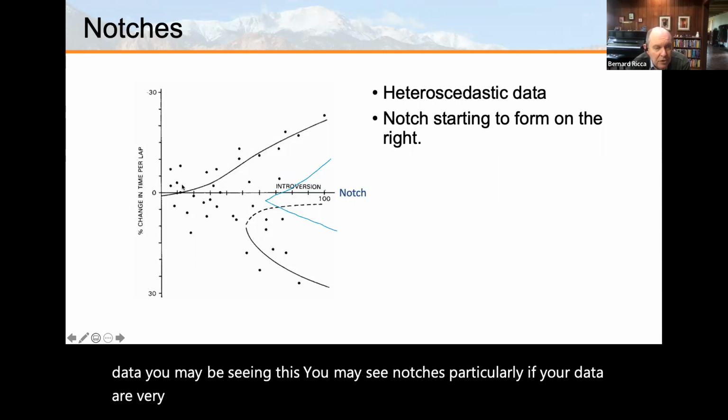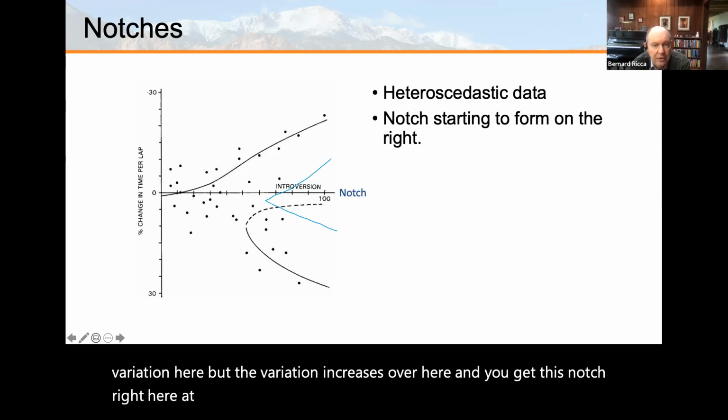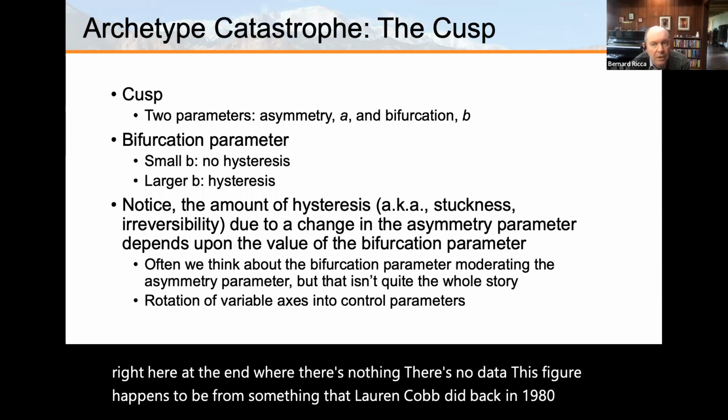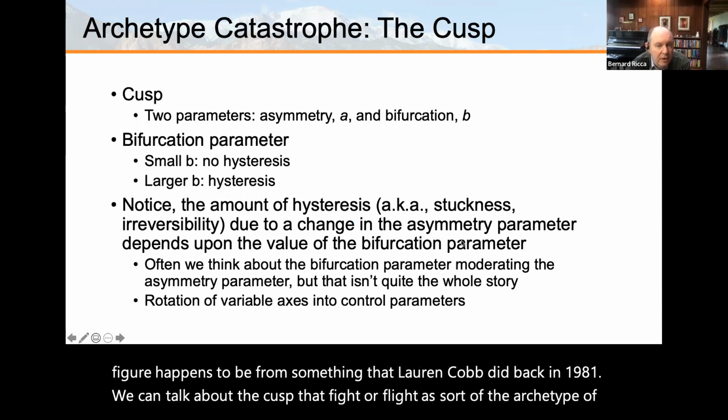What happens is, notice there's some variation here, but the variation increases over here, and you get this notch right here at the end where there's nothing. There's no data. This figure happens to be from something that Lauren Cobb did back in 1981. So we'll talk about the cusp, that fight or flight, as sort of the archetype of a catastrophe.